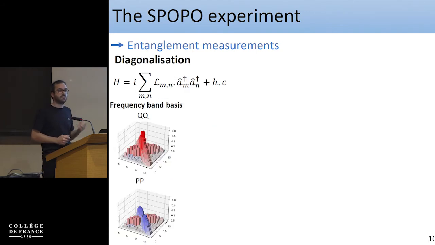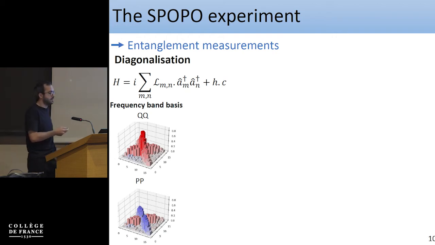But in the introduction, I also spoke about squeezing, and what I would like to see is the measurement of squeezing. So how can I do it? This is the Hamiltonian I've got. As I told you, with the homodyne detection, I can measure a covariance term. Here I plot these two matrices, which are the measurement, in the frequency band basis of the covariance matrix for the Q quadrature and the P quadrature.